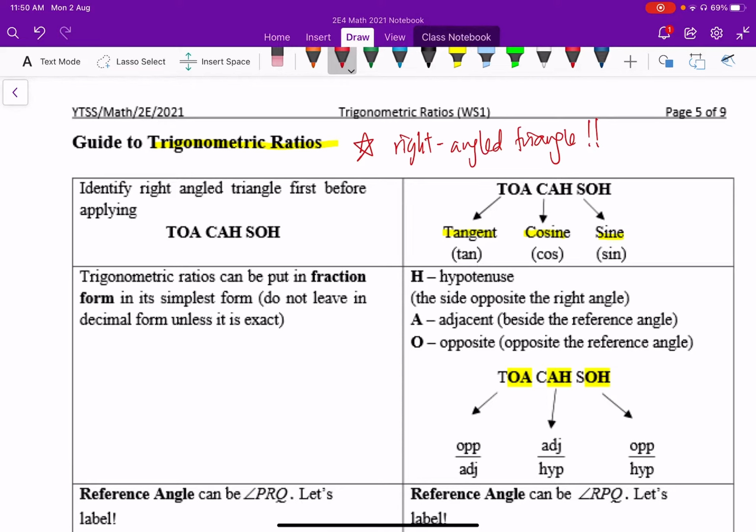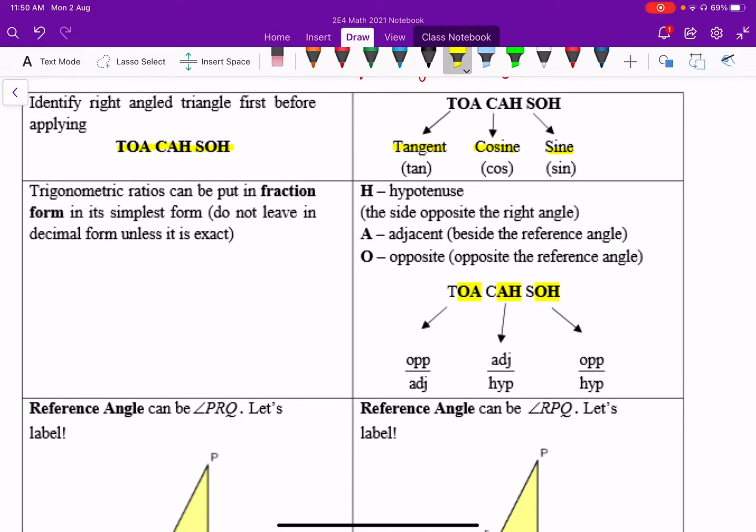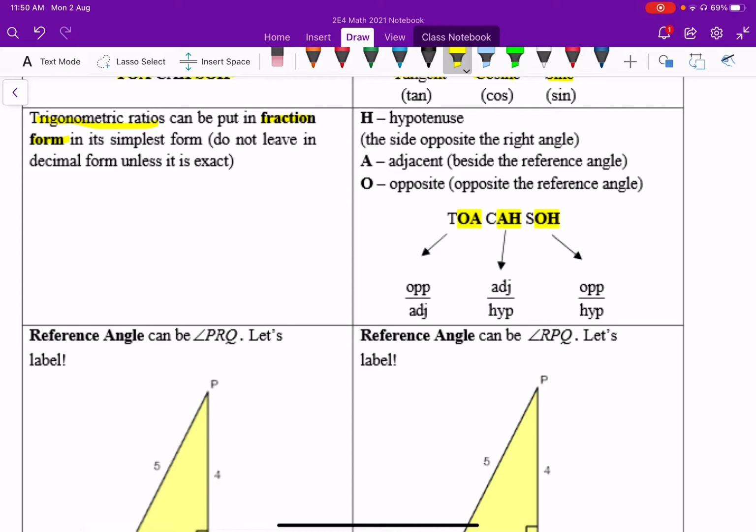We have an acronym to call it. We call it TOA CAH SOH. Okay, I believe you have heard some of your seniors mention it before. TOA CAH SOH, trigo ratio. But what exactly is TOA CAH SOH? In short, trigo ratio can be put into a fraction form, and we always leave it in the simplest form. So ratio, whenever you hear the word ratio, it's always something compared with something, and chances are you will get a fraction, right? So it's the same thing here for trigo, just that it is with reference to an angle. As you've seen just now, if you have a fixed angle, no matter how you change the side length, because it's a similar triangle, your ratio is going to be the same.